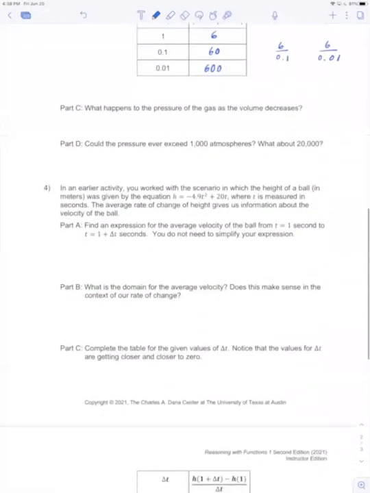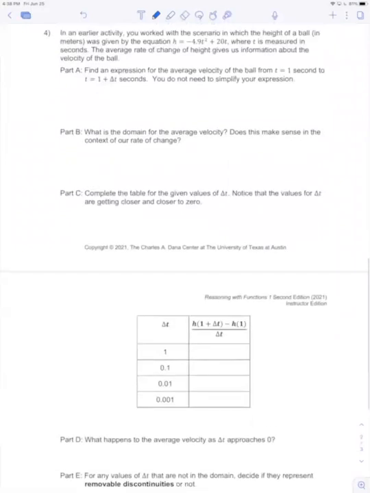Let me just scroll this up here for part 4. Part 4 says, in an earlier activity, you worked with a scenario in which the height of a ball in meters was given by the equation h is equal to -4.9 t squared plus 20t. T is measured in seconds. The average rate of change of height gives us information about the velocity of the ball. Part A, it says find an expression for the average velocity of the ball from t is equal to 1 second to t is equal to 1 plus delta t seconds. You do not need to simplify your expression.